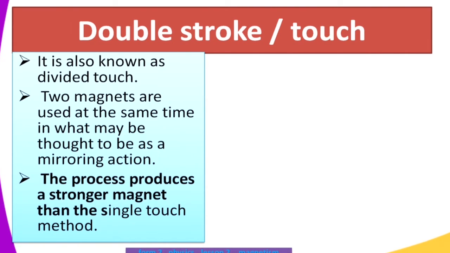the single touch method because we're using two magnets. The reason why the magnetic material made here is much stronger than in the latter is that in this particular case the two magnets actually concentrate the poles, or the magnetic lines or forces, together, making the material become a strong magnet as compared to the single touch method that we've just observed. Now we can have this view here.